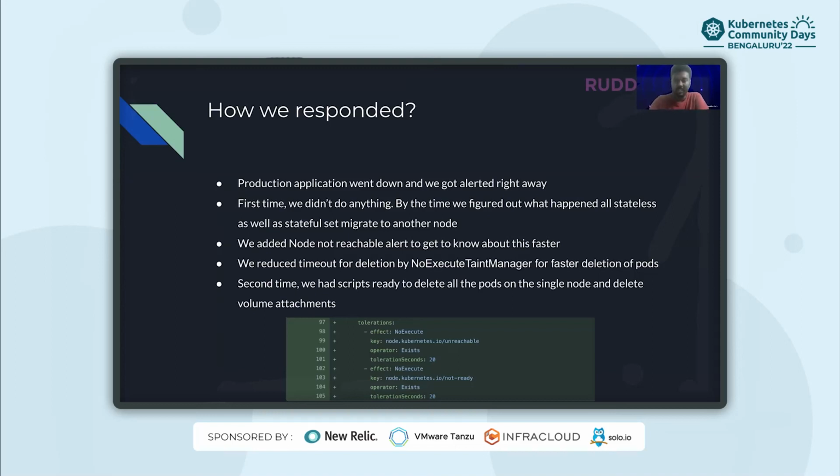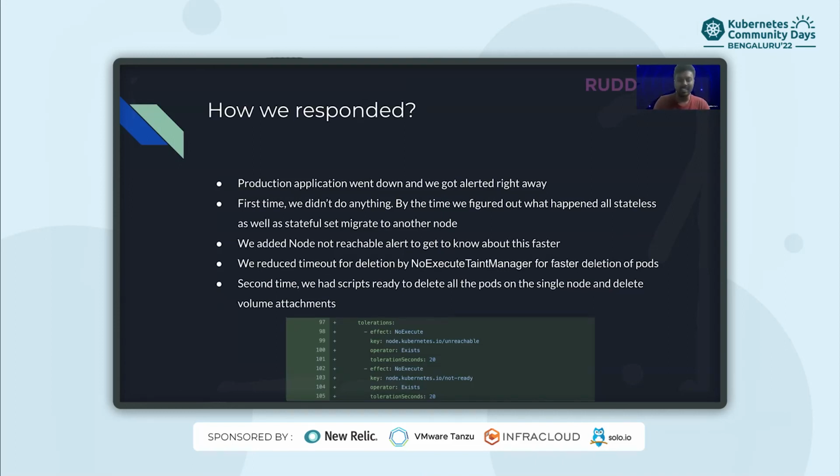How we responded to this event: because some of our ingestion services went down, we got alerted right away. But the first time it happened, we didn't know exactly what happened. We found out that some pods were in terminating or deleting state, but it took us some time to figure out that it was because of a node going down. By the time we figured it out and did some research on what to do in such scenarios, all of the previous things happened, everything moved back to a new node and things started coming up. So we didn't have to do anything.